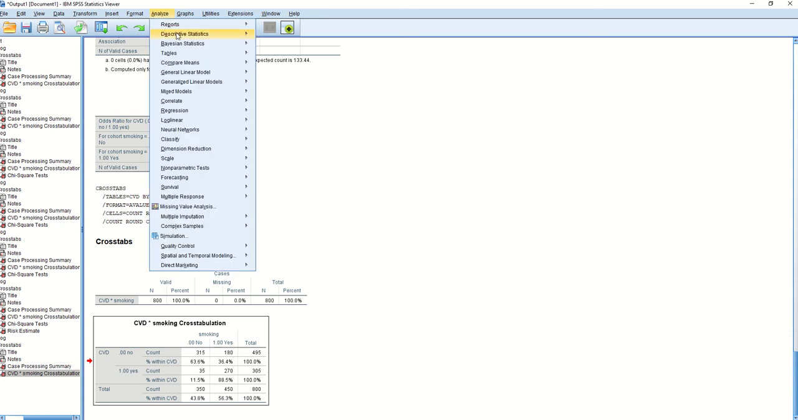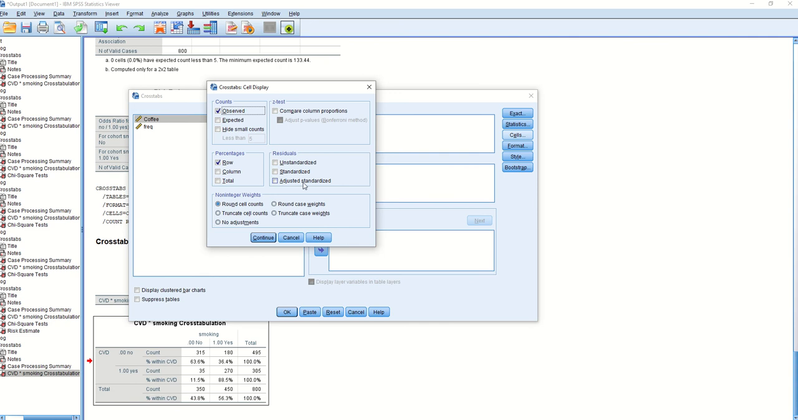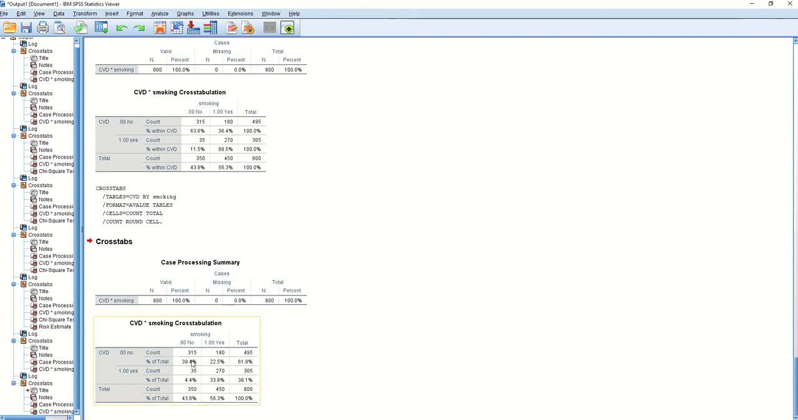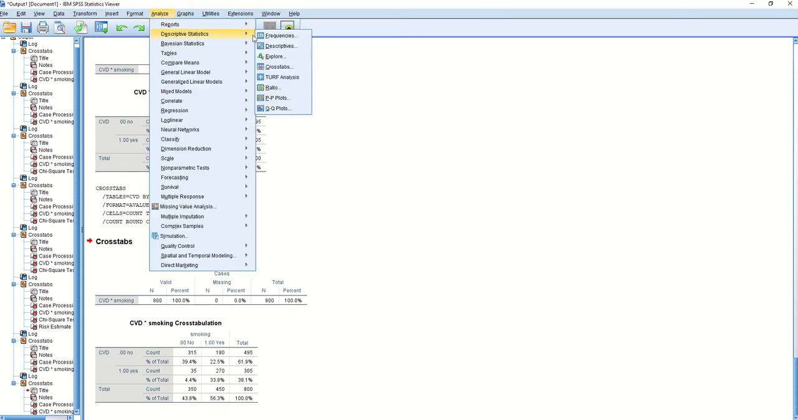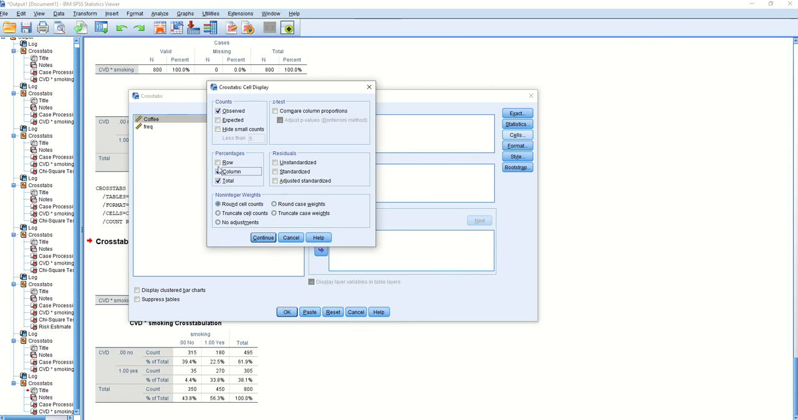So the last thing is, again, cross tabulation, but this time I'm going to request the total percentage, and sure enough, you get 39, 22, 4.5, and 33.8. They all add up to 100. You can request all of them at the same time.